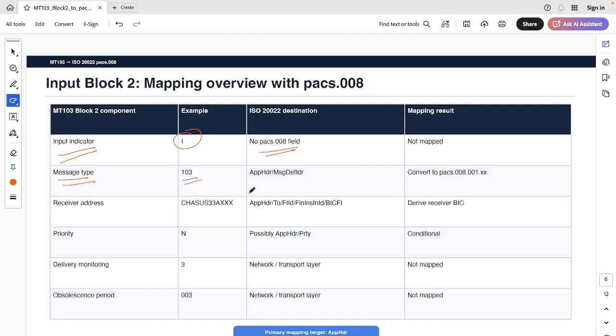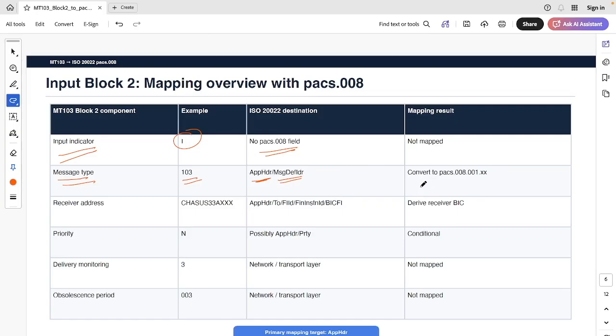This gives us an important transformation rule. We do not copy the value MT103 in the ISO message. Instead, we identify the corresponding ISO 20022 message definition for an MT103 customer credit transfer. The equivalent ISO message is generally pacs.008, financial institution to financial institution customer credit transfer, and it comes under the application header message definition identifier element.